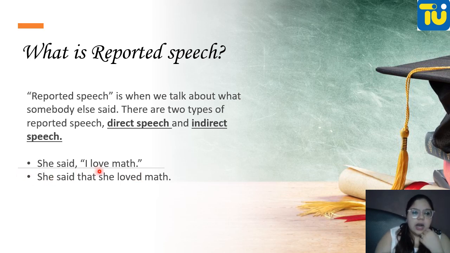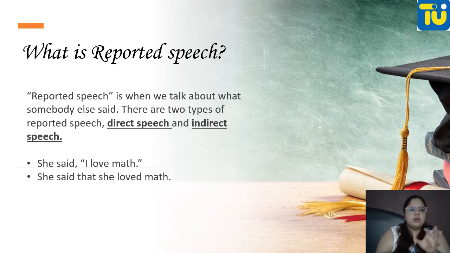So the first sentence is direct speech. She said, I love math. I is not me, it is she. But when we change it into indirect speech, a few words are changed, the inverted commas are removed, and a connector is added. She said that she loved math. So I became she, love became loved, inverted commas removed, that is added. Okay, we'll talk about all these changes in depth in the upcoming slides.